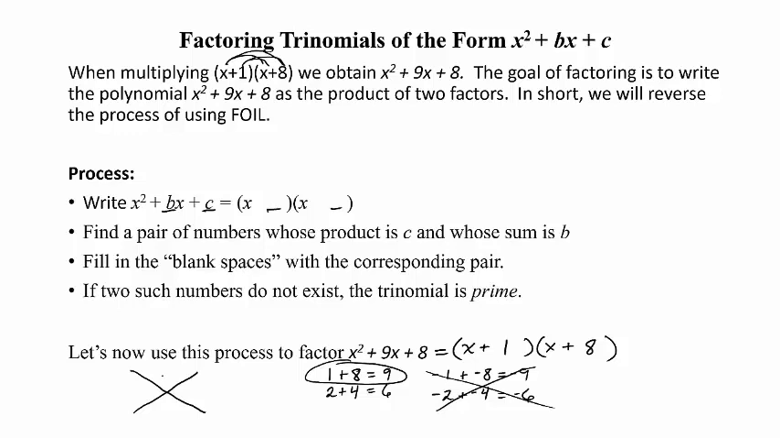So if I'm looking for two numbers whose product is 8 and whose sum is 9, and you just think of those, well, 1 and 8 does it, right? Because 1 plus 8 is 9. If just having that visual on it helps you, that also can be very useful. Okay, so that's the gist of factoring.